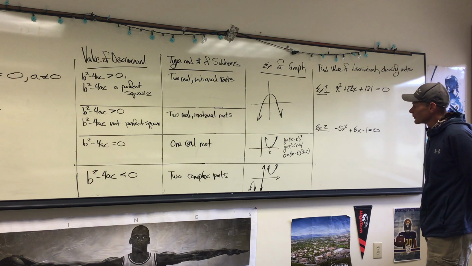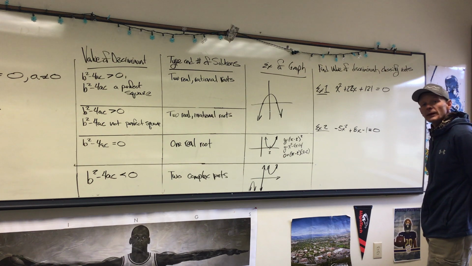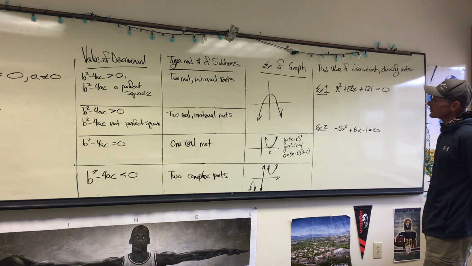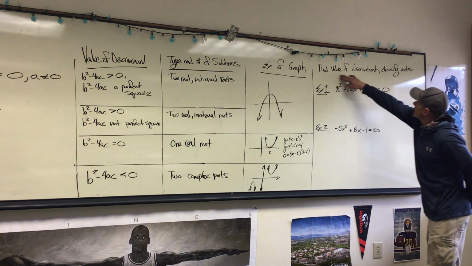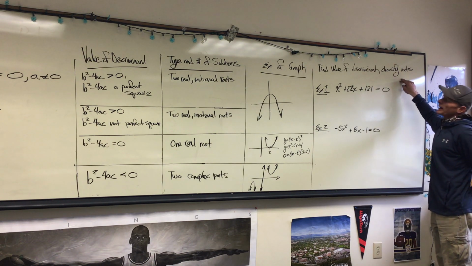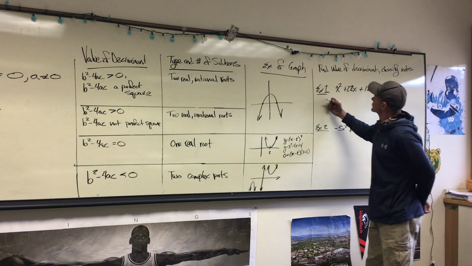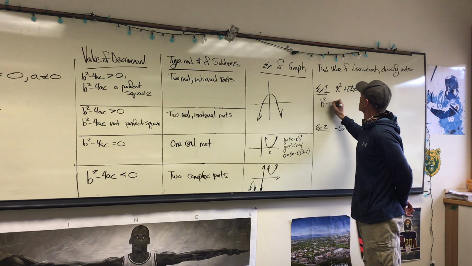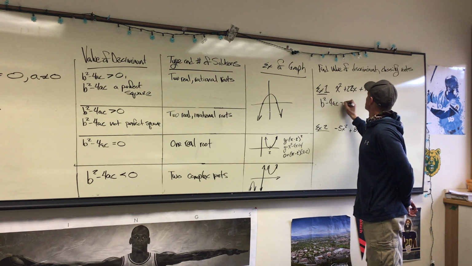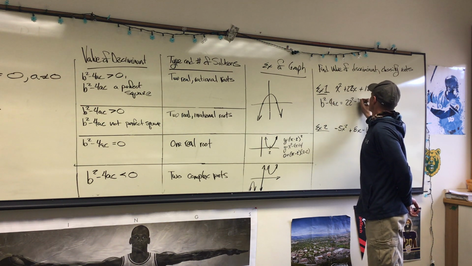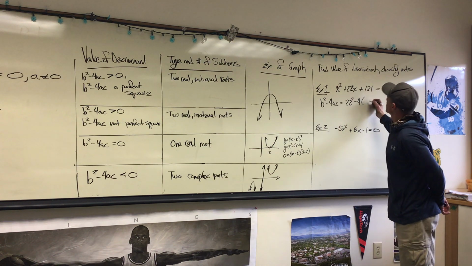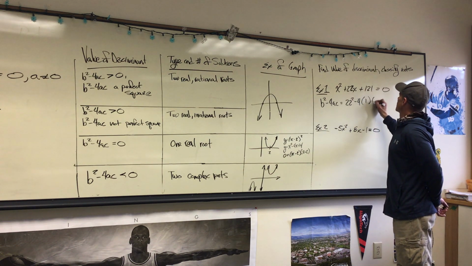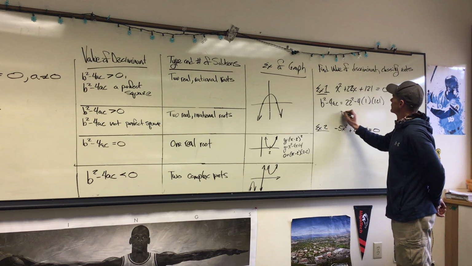Okay? I could make one up using my transformations, but I'm not going to do that. So let's look at 2 problems real quick. These say find the value of the discriminant and classify its roots. So we just do b squared minus 4ac and see what we get. 22 squared minus 4 times 1 times 121.